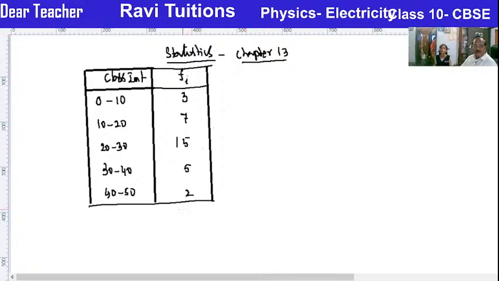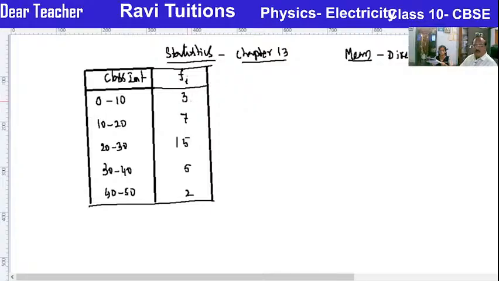So now this is the frequency table. How to find out mean? We are going to find out mean for this frequency table, right? So there are two methods for mean. One is direct method, the other one is indirect method. First, let us understand what is direct method.